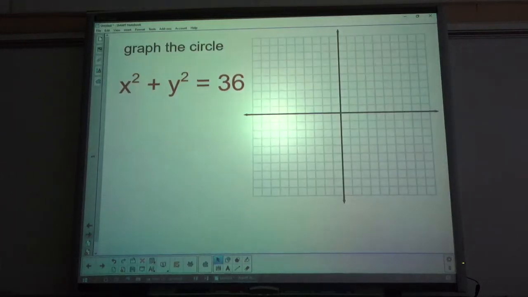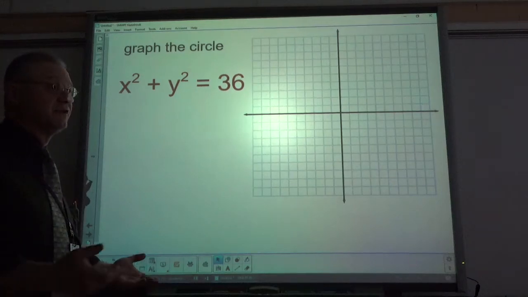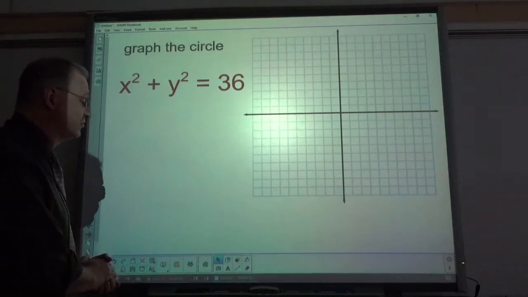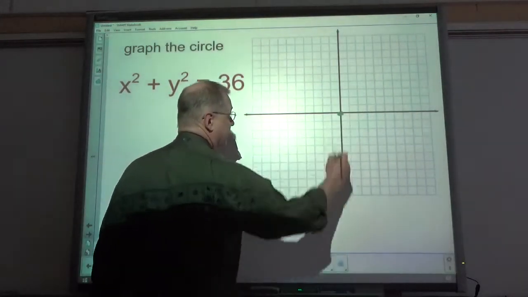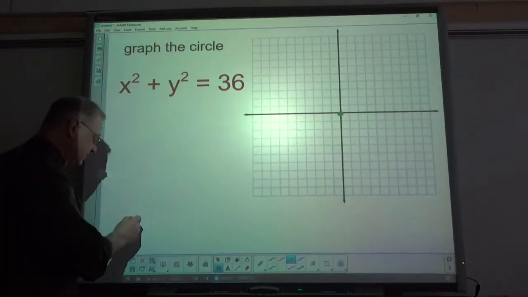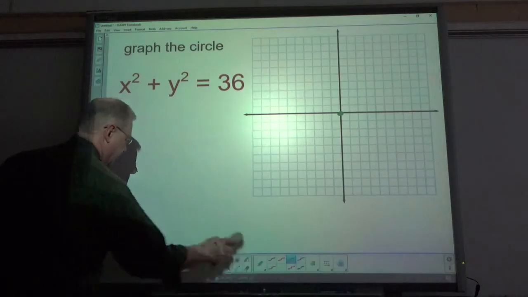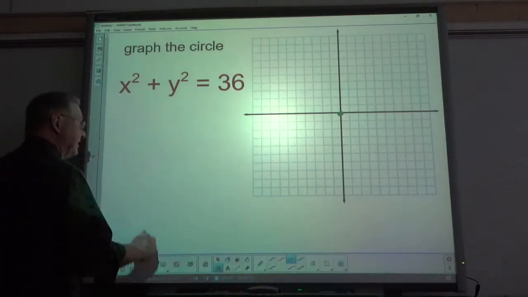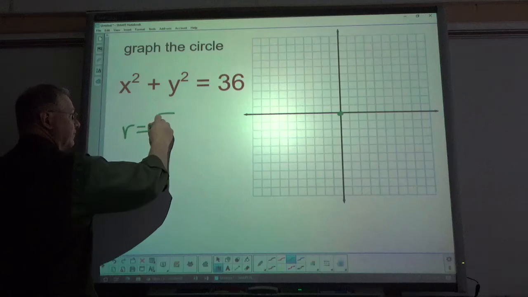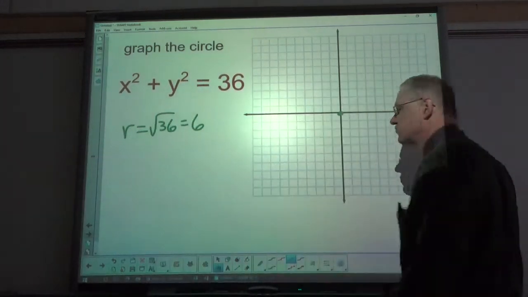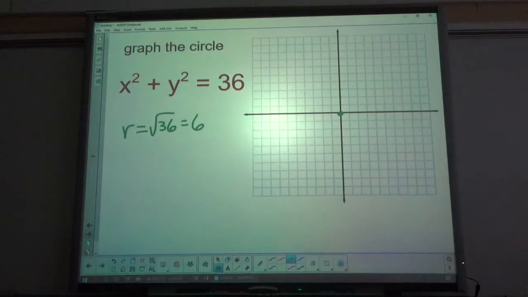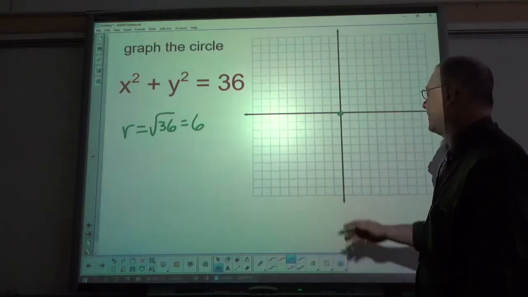Now if we have this example where we are asked to graph them, and I'm not going to ask you to graph any tonight, but if I asked you to graph it, we know the center is at 0, 0 again. Well, that's great and that's easy to work with, but the radius is the square root of 36, which is 6. So in each of the 4 basic directions, I'm going to go out a radius of 6.